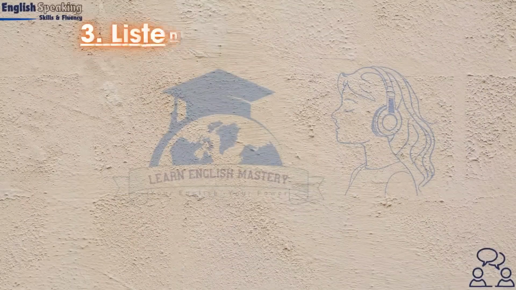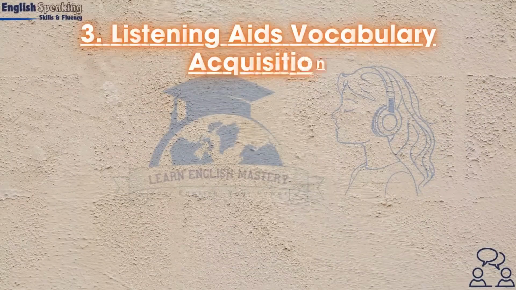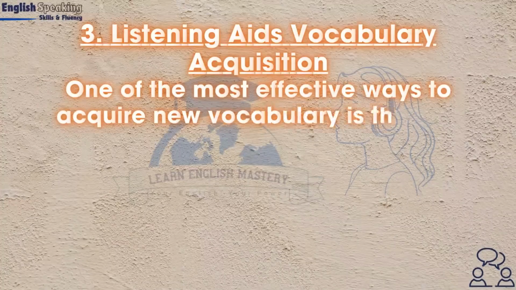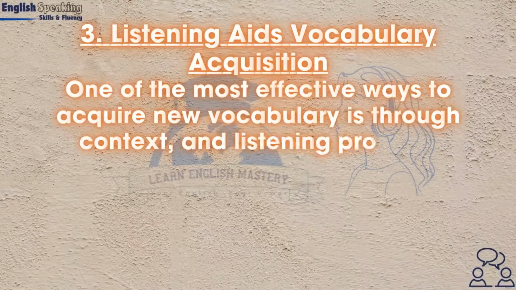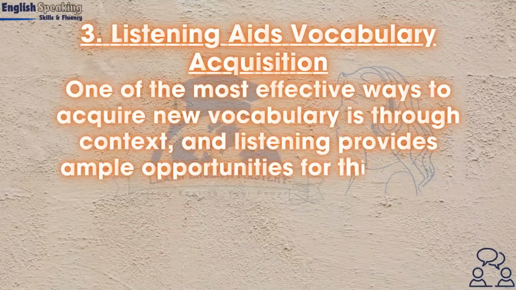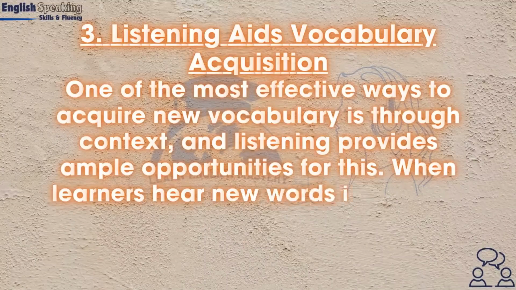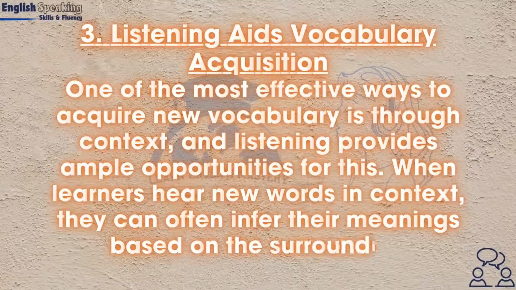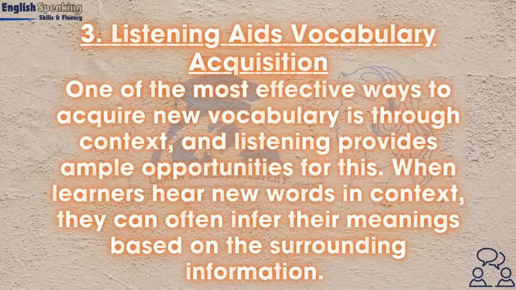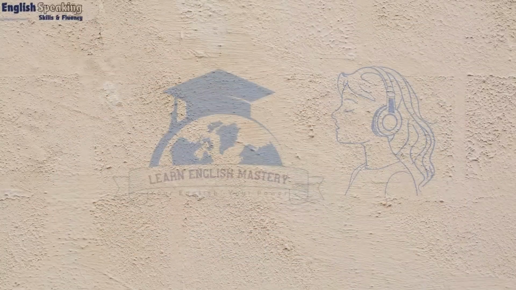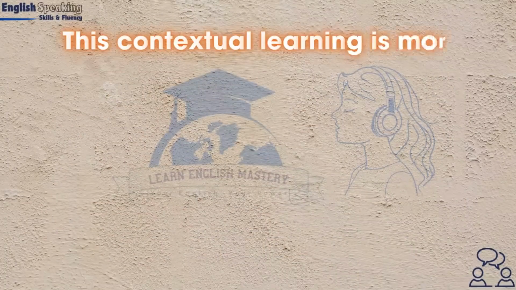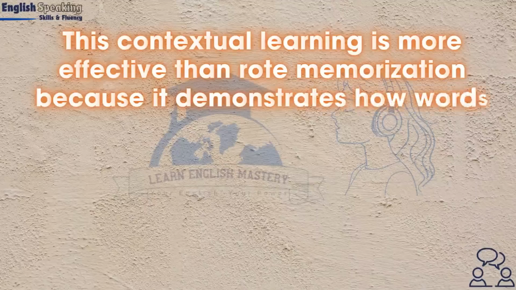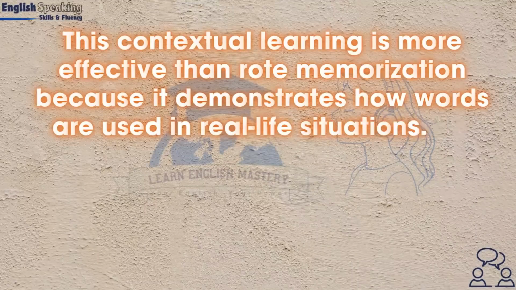3. Listening aids vocabulary acquisition. One of the most effective ways to acquire new vocabulary is through context, and listening provides ample opportunities for this. When learners hear new words in context, they can often infer their meanings based on the surrounding information. This contextual learning is more effective than rote memorization because it demonstrates how words are used in real-life situations.